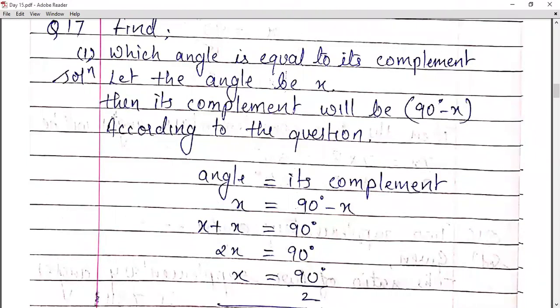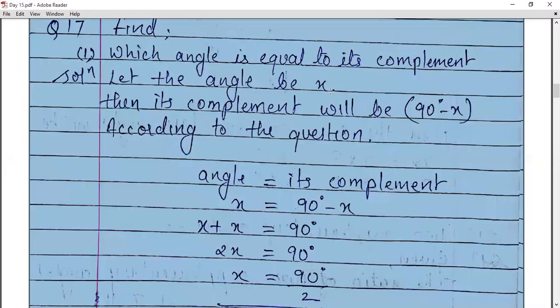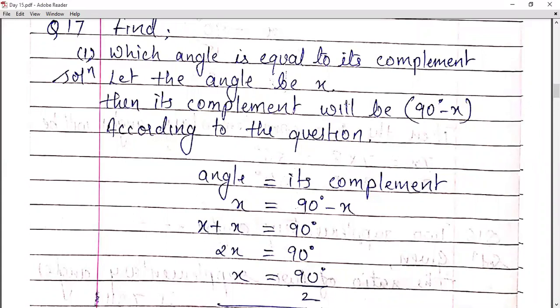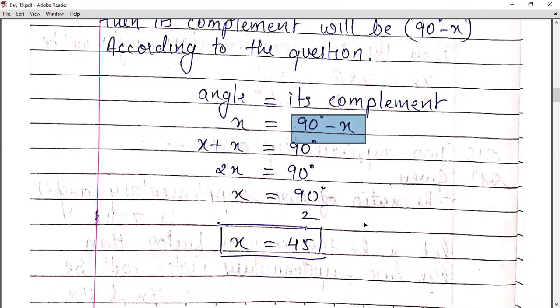Question number 17. Find which angle is equal to its complement. That means an angle and its complement are equal. So let us suppose the angle is x. If the angle is x, the complement angle will be 90 minus x. Now, since both of them are given as equal, I will write angle is equal to its complement. Substituting the value, angle we have taken as x, and its complement we have 90 minus x.